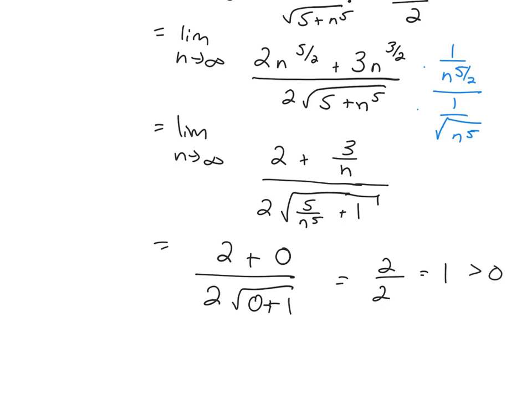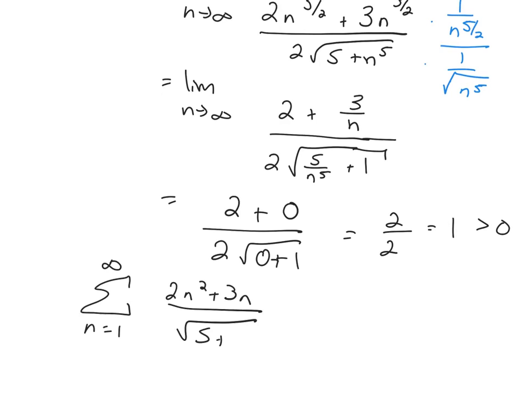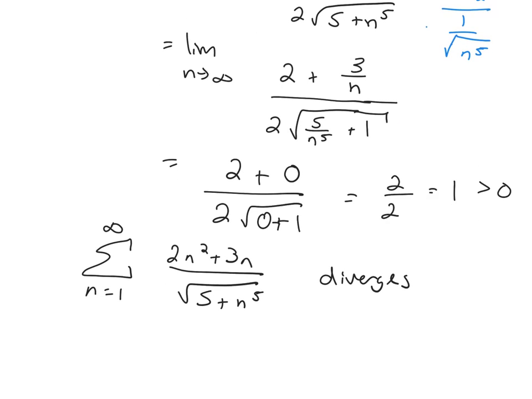So what's my conclusion for the series I was asked about? It diverges. So the series I was given, which was 2n squared plus 3n over the square root of 5 plus n to the 5th, diverges by LCT, limit comparison test.